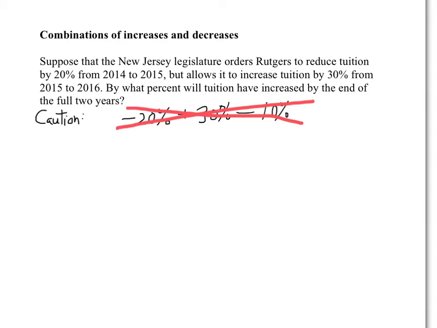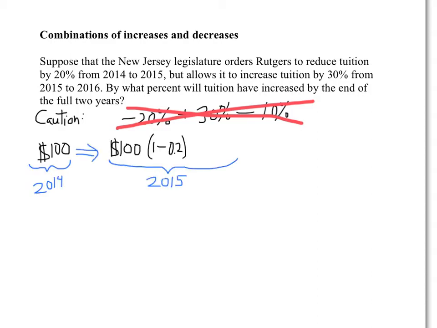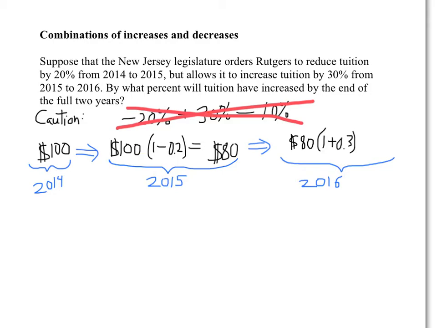To help understand that, let's look at $100 from 2014. From 2014 to 2015, that $100 shrinks by 20%. It shrinks down to $80. Then in 2015, that's when the 30% increase is applied. That 30% is not 30% of the 2014 tuition, it's 30% of the 2015 tuition. So 30% of $80 is only $24, so that $80 increases to $104 by the end of 2016.